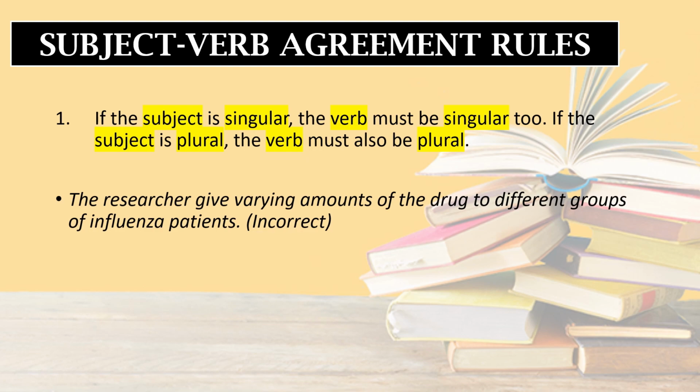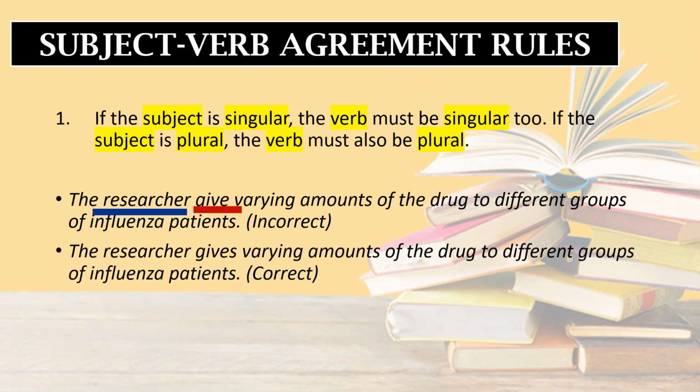Now, what is the subject here? It is the researcher. And is it singular or plural? Singular. That's why we need to have a singular verb. But then gave here is plural. That's why the sentence is incorrect. It should be: the researcher gives varying amounts of the drug to different groups of influenza patients. Researcher here is a singular subject and gives here is a singular verb.